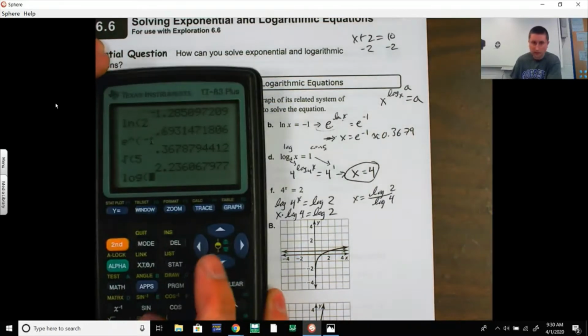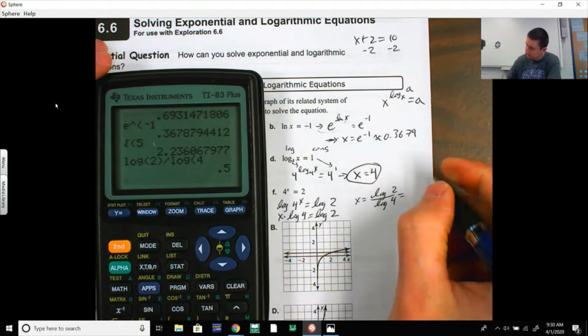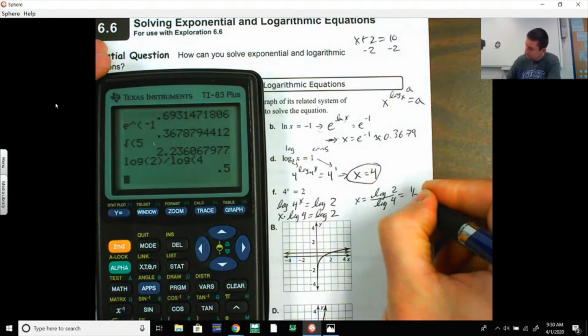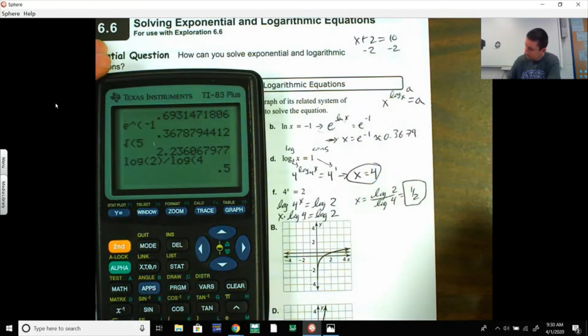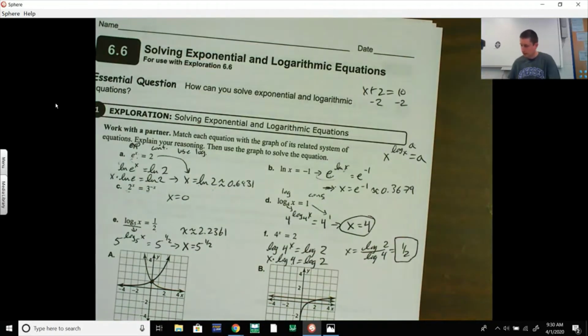Again, I'm using common log. You can use a natural log. Log of 2 divided by the log of 4, which is 1/2. Okay, cool. So that's those. Let's keep going with that.